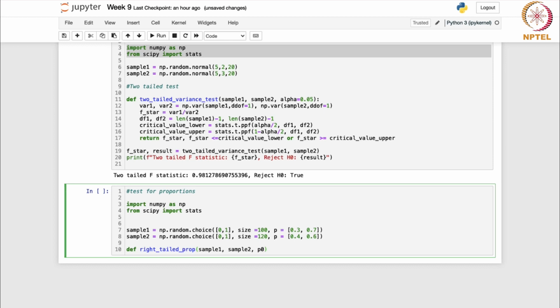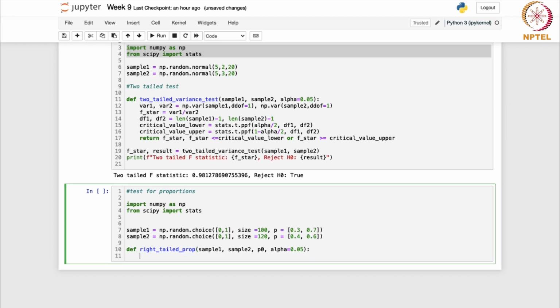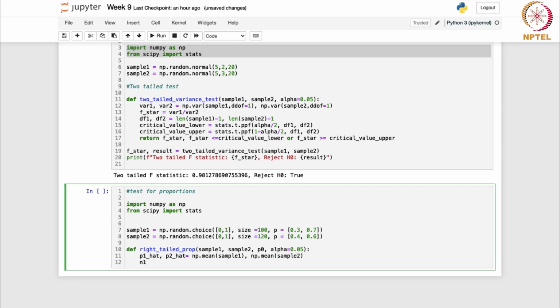P0 will be the hypothesized difference of the two proportions, and alpha here would be 0.05. So we can calculate P1 hat and P2 hat, that is, the sample proportions. Here we will reuse this mean command from the numpy library: np.mean of sample 1 and np.mean of sample 2. Then n1 would be the length of the first sample, and n2 would be the length of the second sample.